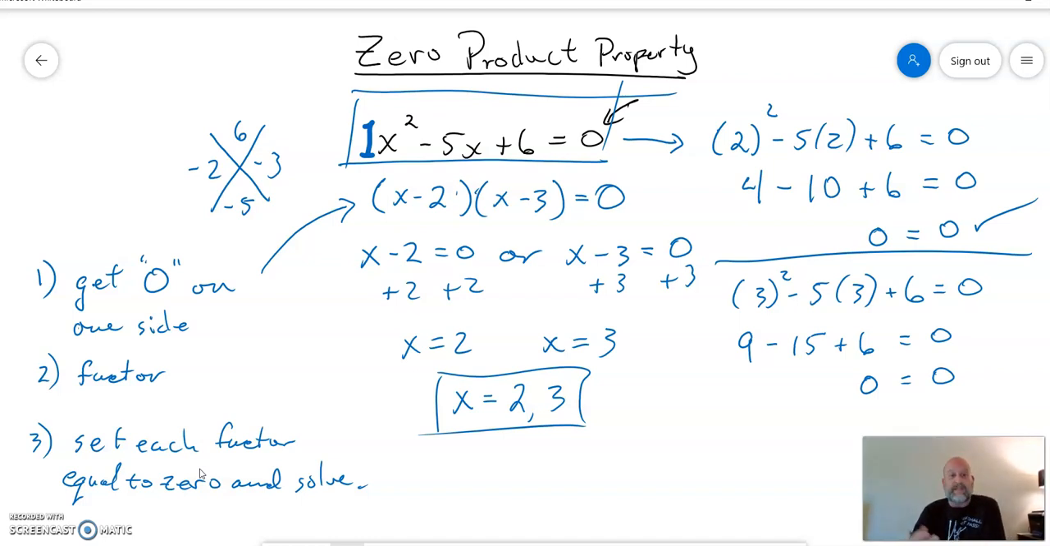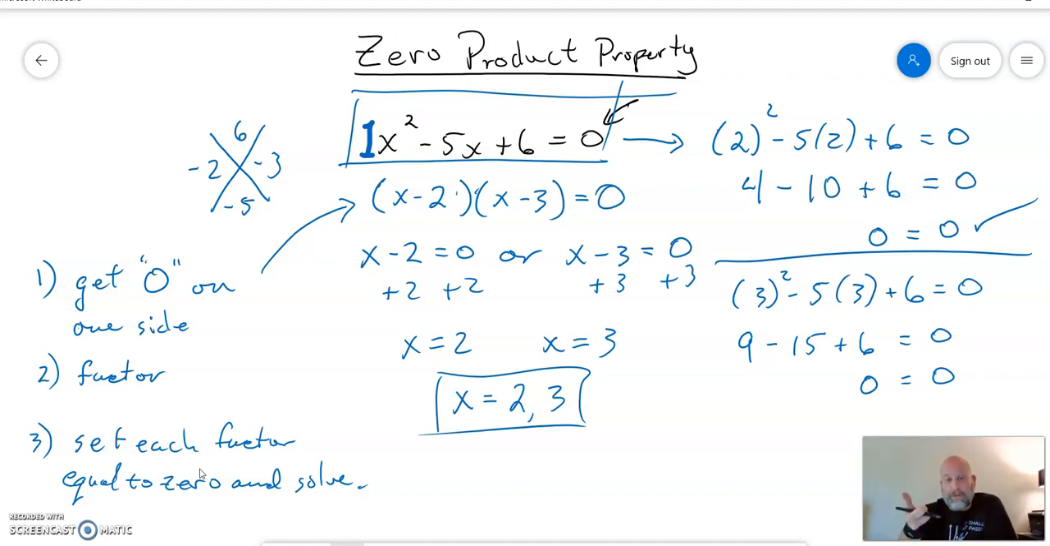But that is the basics. So whenever we're handed one of these things, this one was kind of fortunate because we already had 0 on one side. But we get 0 on one side. We factor the other side. We take each factor and set them equal to 0. And then we solve the resulting equations for the complete solution.